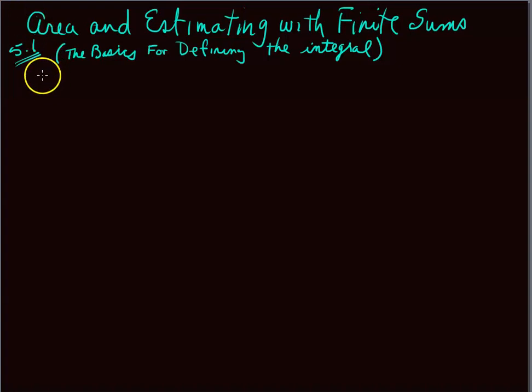Calculus 2. 5.1 is the section: Area and estimating with finite sums. These are the basics for defining the integral. So, how do we find the area of stuff?